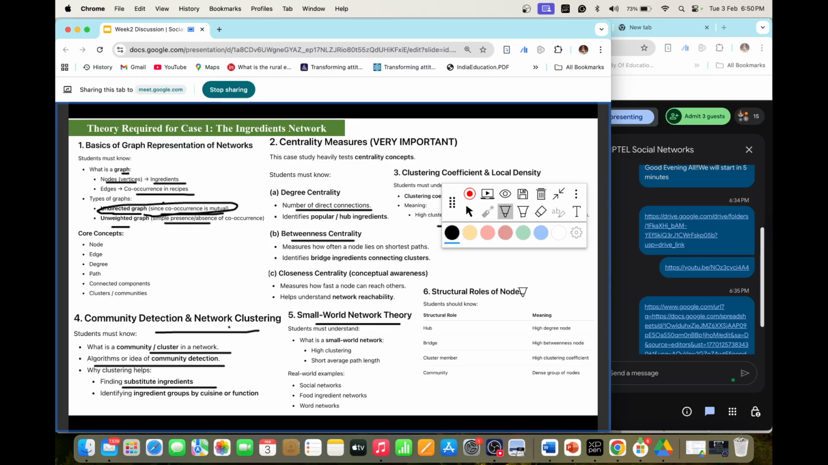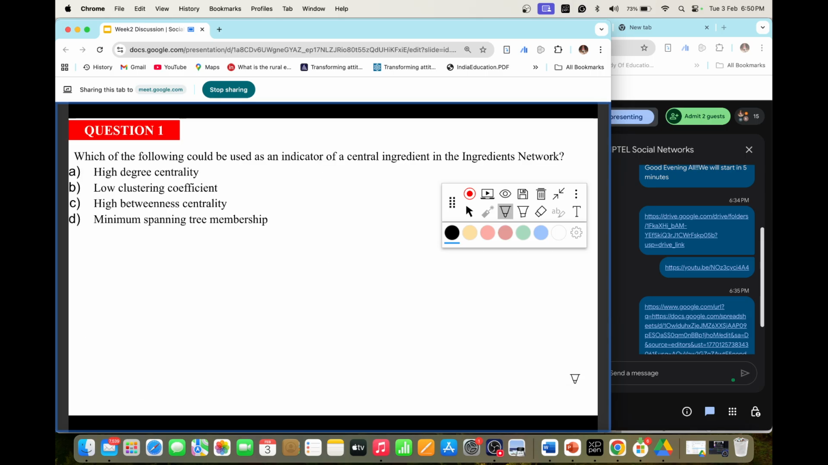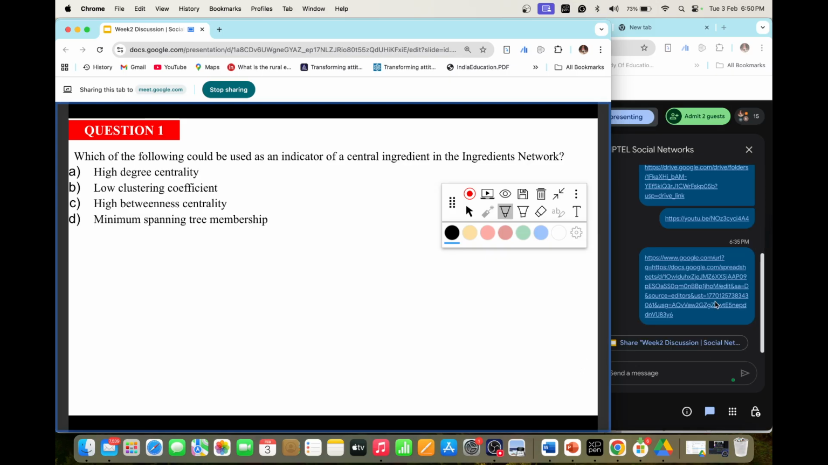So the structural roles of nodes: hub, that is a high degree node; bridge, a high betweenness node; cluster member, a high clustering coefficient; community, a dense group of nodes. Okay, so that is the theory you should know. And with that, let's discuss the questions one by one.